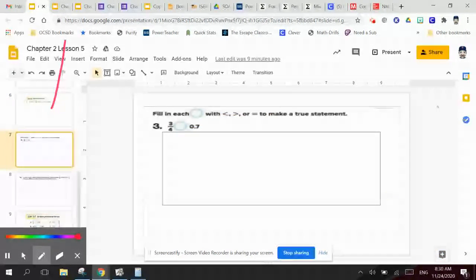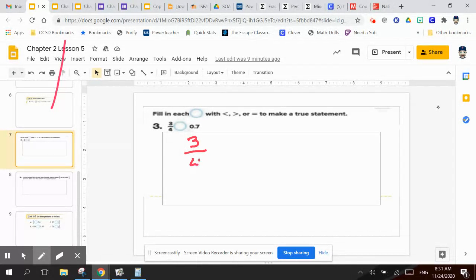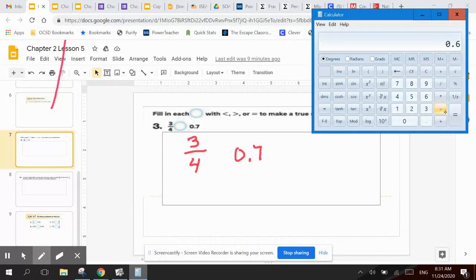When it comes to comparing fractions and decimals, or fractions to percents, or percents to decimals, it is still easier to change both to a decimal to compare. So here I have 3/4 to 0.7. So I need to change 3/4 to a decimal. So again, if I use my calculator, I go 3 divided by 4. That gives me my decimal of 0.75.